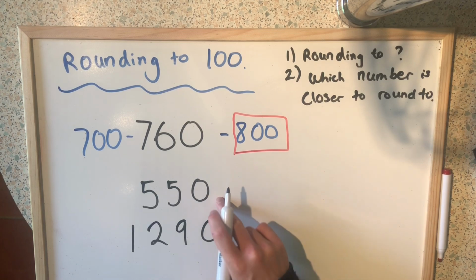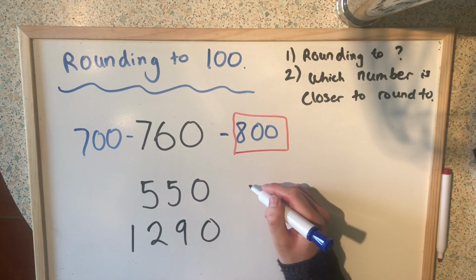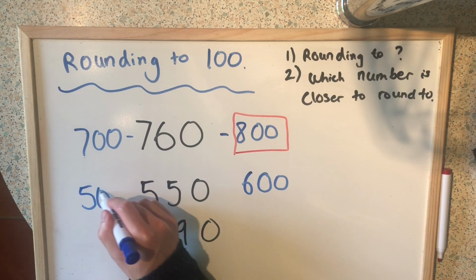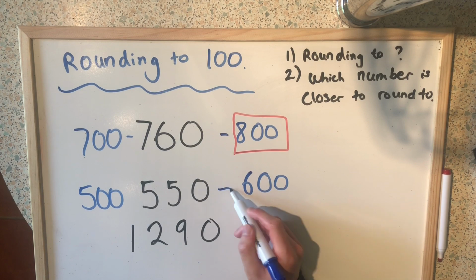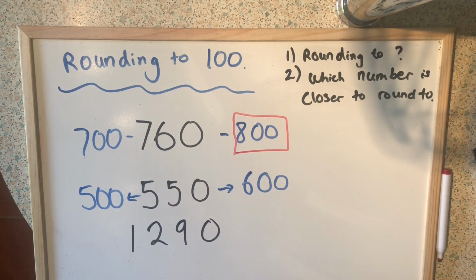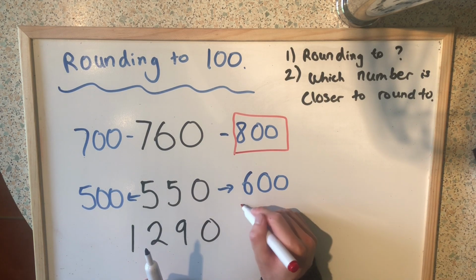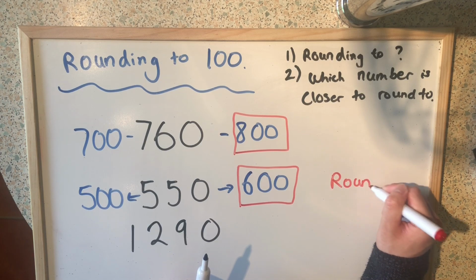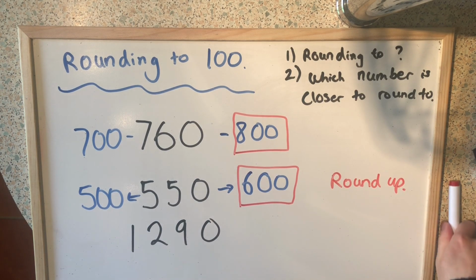For the next one we've got 550. Well, our nearest 100 is going to be 600, and it's going to be 500. So going there, or going there. And because it's 550, it's bang in the middle, equally away from 500 as it is to 600. But remember that rule we had, where if we are bang in the middle, we always round up. So we always round up and we go to 600. So round up if we're in the middle.